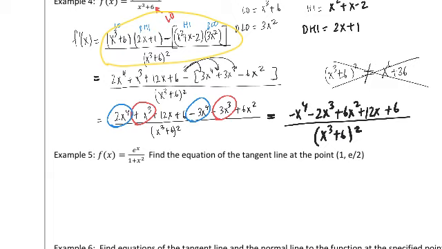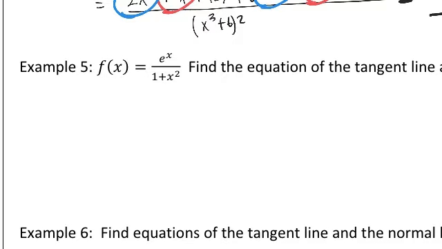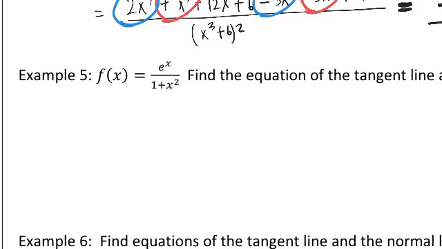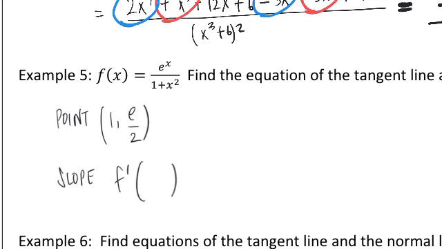Okay, next question. Find the equation of the tangent line to this graph, f of x equals e to the x times 1 over 1 plus x squared, at this point, 1, e over 2. Okay, so for a tangent line, we always need a point. We've been given the point, and we need the slope. The slope is going to be the derivative at this x value, right?